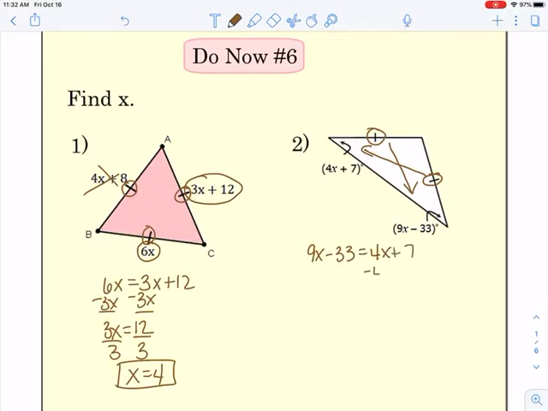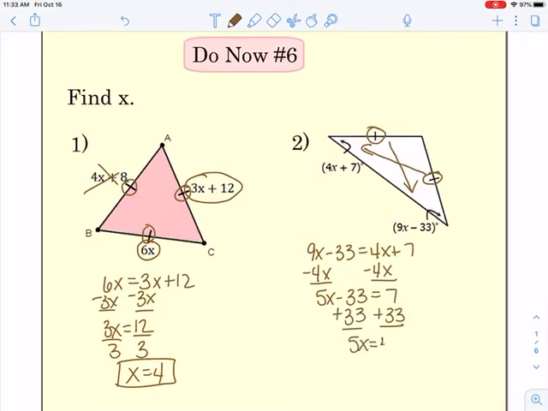It doesn't matter what I get rid of first here. I'll subtract 4x from both sides. So I'm going to have 5x minus 33 equals 7. Add 33 to both sides, and 5x is going to equal 40. Divide both sides by 5, and x is going to equal 8. Again, I found my value of x. I don't need to plug it back in. It asked me to find the value of x. I'm done.